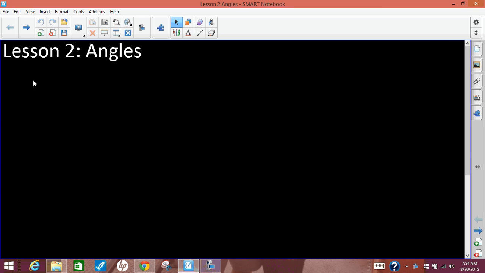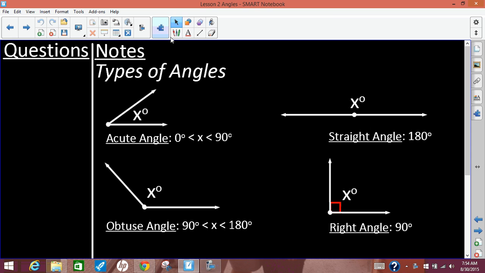Hey everybody, in today's lesson we're going to talk about angles. Last lesson we talked about segments, this time we're going to talk about angles. The first thing we need to know are a few types of angles that we're going to see all year. Some, if not all of them, probably look familiar.